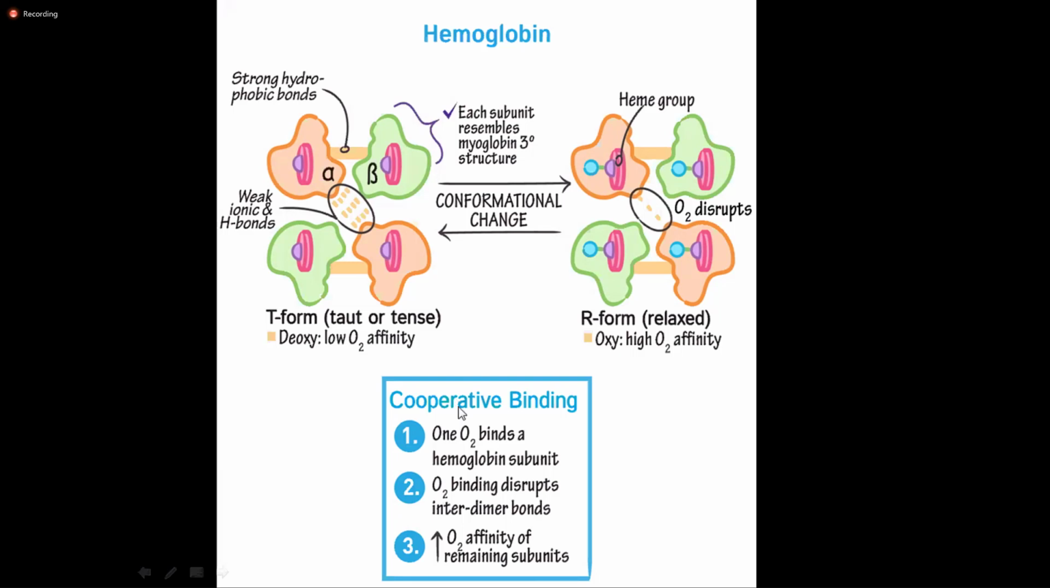Okay, when one oxygen binds to a hemoglobin subunit, it disturbs the internal dimer bonds, and that increases the oxygen affinity of the remaining subunits. So when the oxygen affinity is increased, it can bind with oxygen very quickly and very efficiently. It binds easily to the oxygen in the lungs.